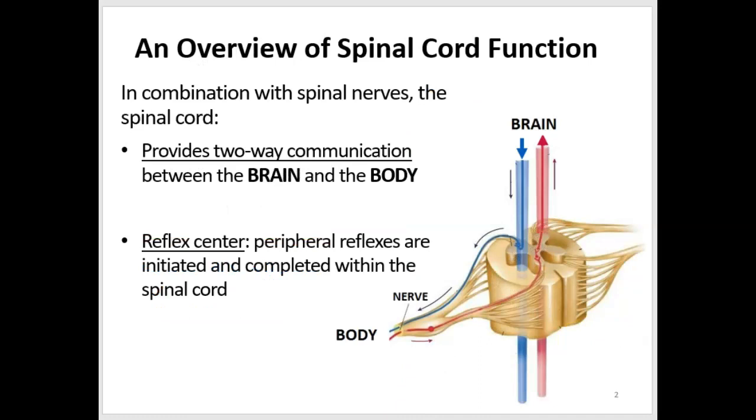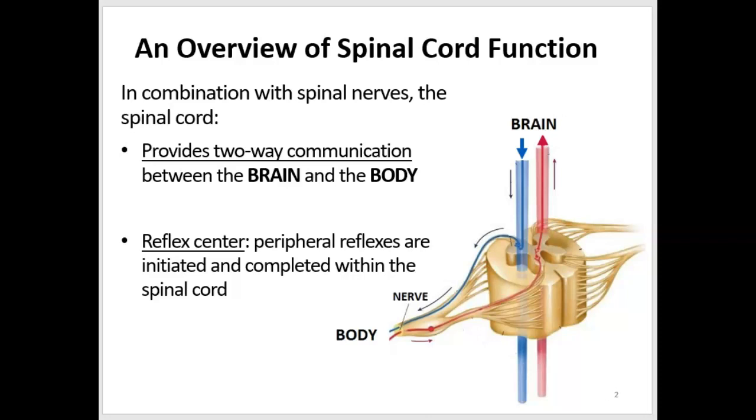Okay, let's talk about the function a little bit first. The spinal cord has two main functions. One is just to provide a pathway for communication between the brain and the body. The other is to operate as a somatic or peripheral reflex center. So first, the communication pathway involves information going to or from the brain, same to or from the body. So between the brain and the body.